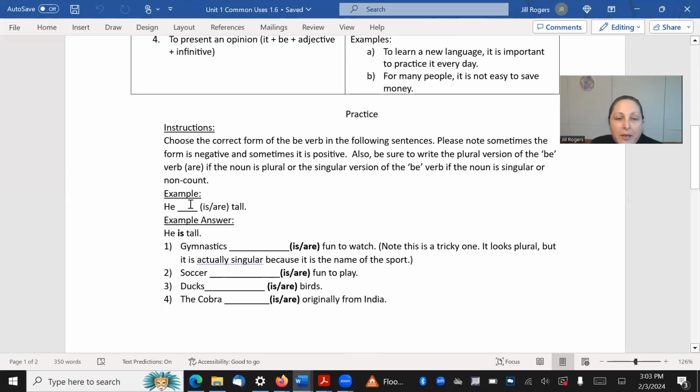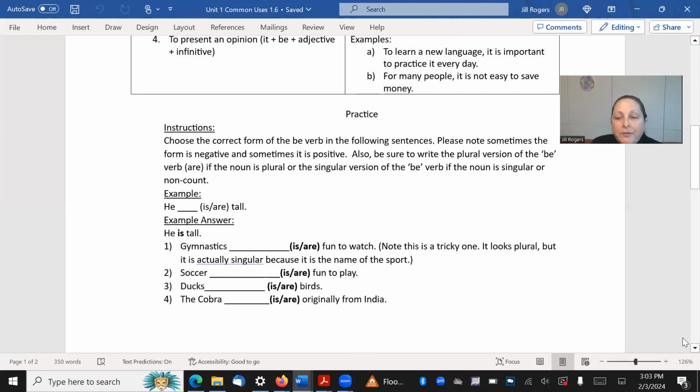Here's our example. He blank tall, we would say, okay, is it? So we have to answer this question, is this singular or plural? And in this case, also pronoun, okay? So this is a pronoun. Remember, a pronoun takes the place of a noun, so pronoun or noun. Okay, and we have to know if it's singular or plural. If it's singular, we should use is. If it's plural, we should use are. And since we know that this is singular, we say he is tall.